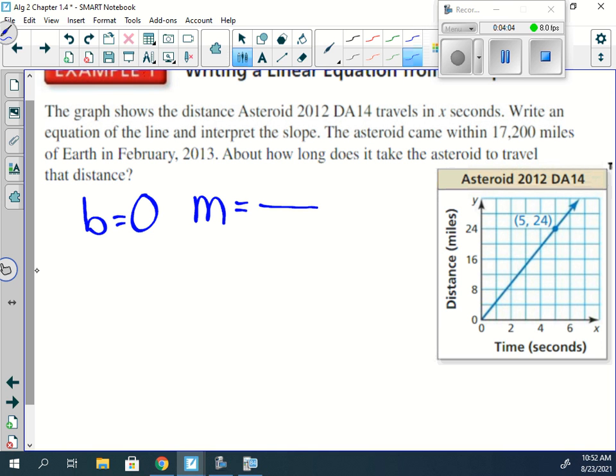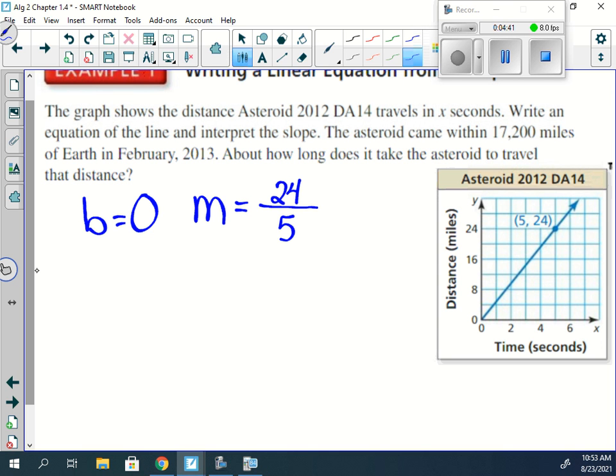Well, now we need to find the slope. The slope is really the change in y over the change in x, delta y over delta x. Or we can say that it is rise over run. Or it's y2 minus y1 over x2 minus x1. All of those should give us the exact same values. Since we started at 0, 0, how far did it rise? 24 is our first point. And how far did it run? 5, that's our point.